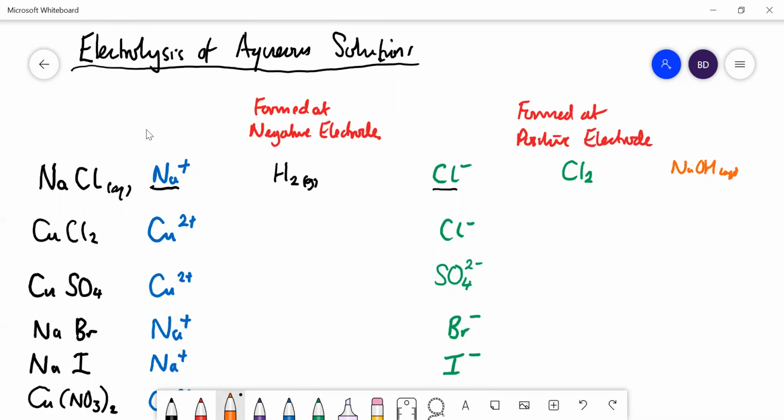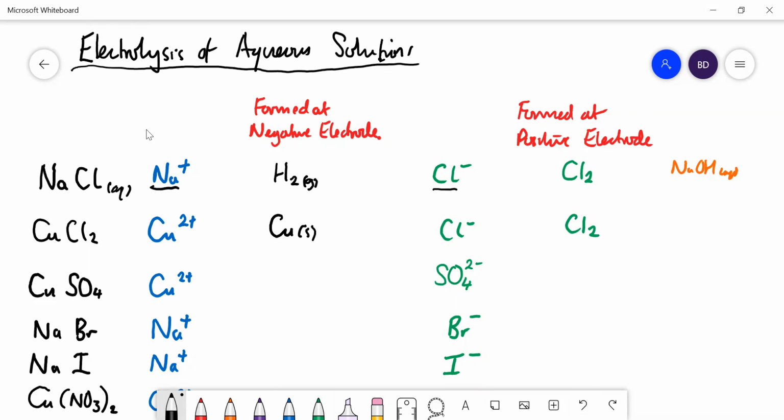Okay, let's do copper chloride now. So copper chloride, of course, you've got negative chloride ions, so you get chlorine again at the positive electrode, but the negative electrode is different because copper is less reactive than hydrogen, so you do get copper metal deposited there.